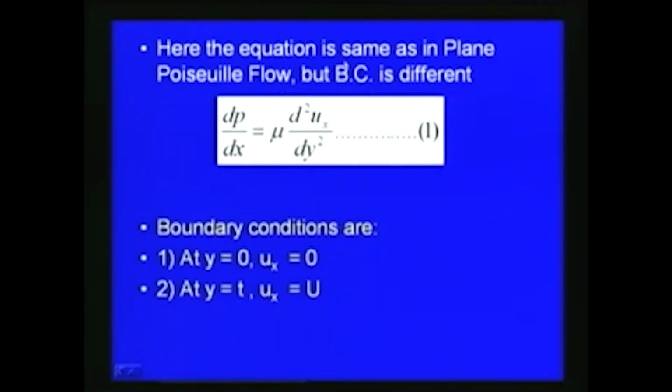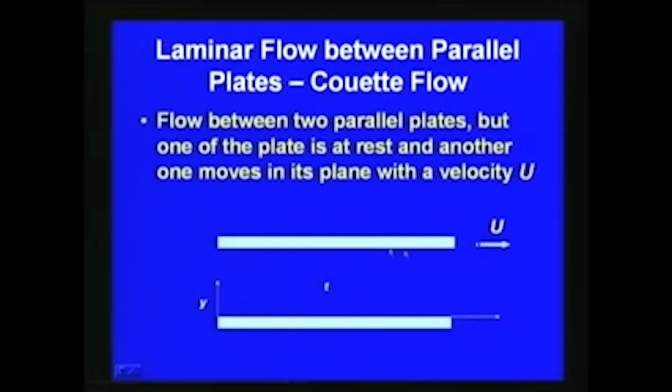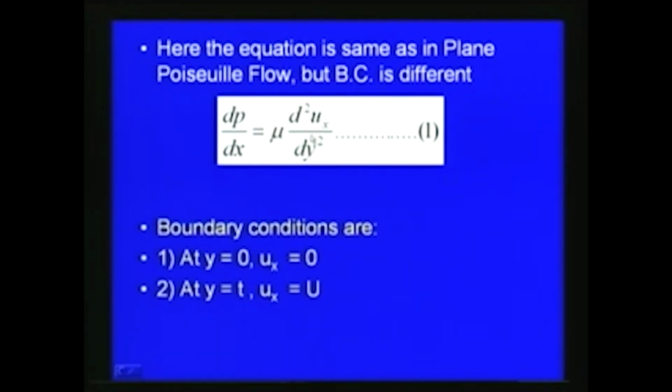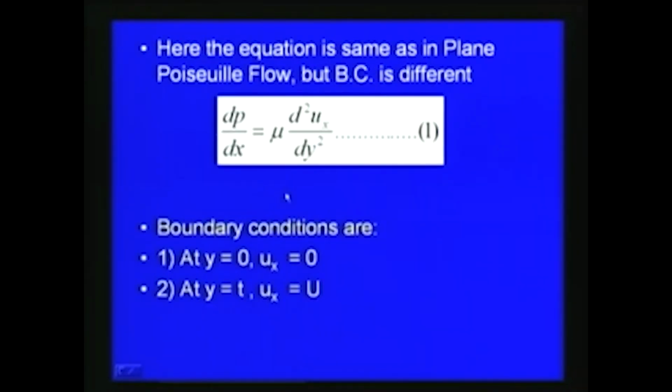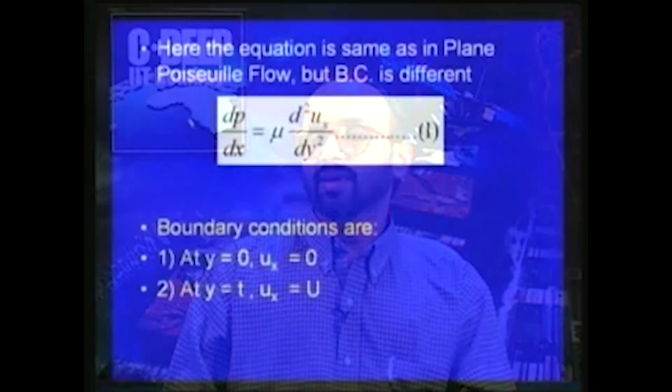Earlier, in the plane Poiseuille flow, we have seen that the forces acting are the shear force and the pressure force. Now, if you consider a fluid element of thickness dx, the various forces acting are the pressure force on both sides of the element and the shear force. So, in the earlier case of the plane Poiseuille flow, we have seen the expression for this kind of flow.